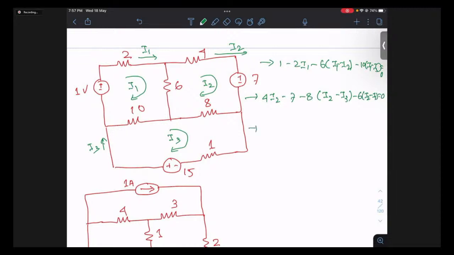Similarly, for the third mesh, if I write it, okay. So for the third mesh, what do you get? So here, how do you move? I'm moving in the clockwise direction, like this, right? So 15 minus 10 into (I3 minus I1), minus 8 into (I3 minus I2), minus 1 into I3 equals 0. Okay.